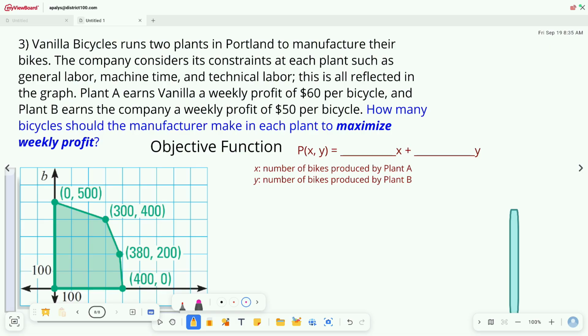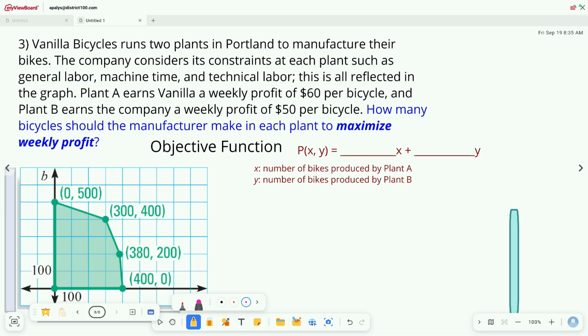Okay, so Vanilla Bicycles runs 2 plants in Portland to manufacture their bikes. The company considers its constraints at each plant, such as general labor, machine time, technical labor, which is reflected in the graph. Plant A earns Vanilla a weekly profit of $60 per bike, and Plant B earns the company a weekly profit of $50 per bike. How many bikes should the manufacturer make in each plant to maximize the weekly profit?